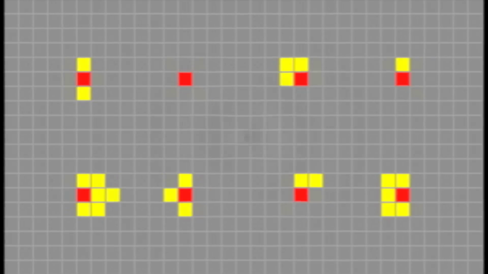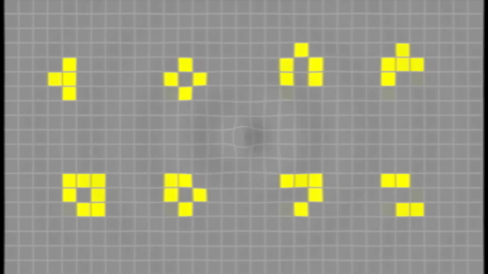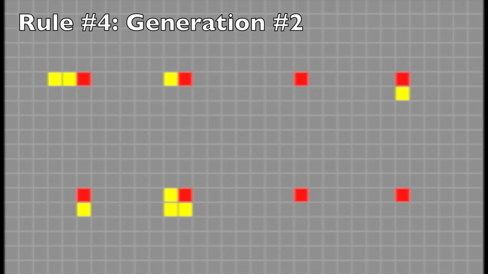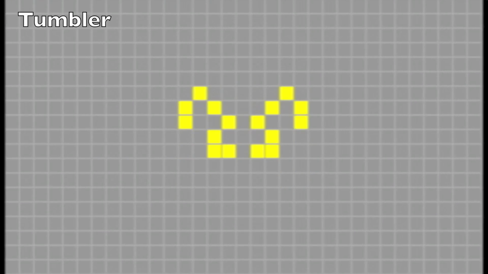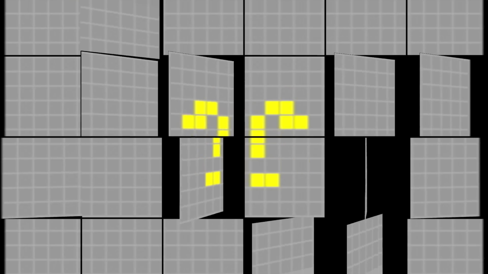Rule number three states that if an alive cell has more than three live neighbor cells, it dies. And finally, rule number four states that if a dead cell has exactly three live neighbors, it becomes alive, such as here where the red cells are the new cells. Interestingly enough, these four simple rules lead to the creation of an array of life forms.